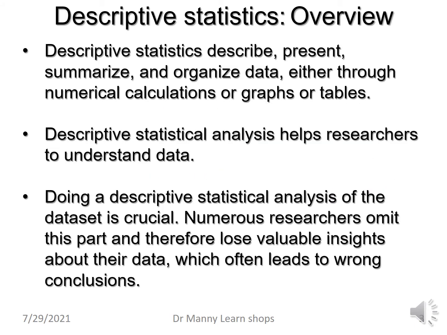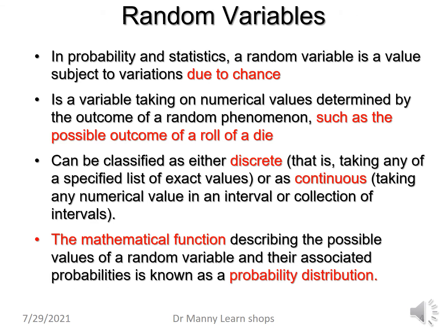As we've mentioned previously, descriptive statistics describe, present, summarize and organize data, either through numerical calculations or graphs or tables. Descriptive statistical analysis helps researchers to understand data, and doing a descriptive statistical analysis of the data set is crucial. Numerous researchers, as I've indicated previously, omit this part and therefore lose valuable insights about their data, which often leads to wrong conclusions. So when we talk about variables, there are random variables.